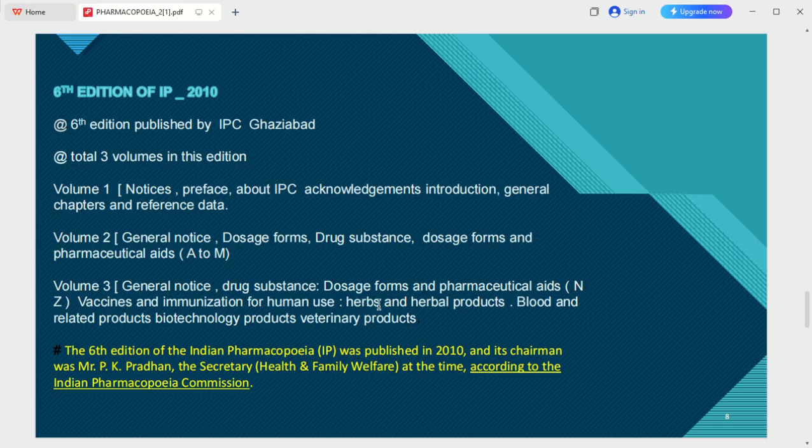Okay, volume 3: drug substances, dosage forms, pharmaceutical aids, antidote schedules, vaccines, biological products meaning schedule C, and immunosera for human use, herbs and herbal products, pharmacognosy related drugs in Ayurvedic, Unani, Siddha, Ayush, blood and related products, biotechnology products and veterinary products. Okay, and the chairperson of the sixth edition of the Indian Pharmacopoeia is Mr. P.K. Pradhan. P.K. Pradhan released the sixth edition. Okay.